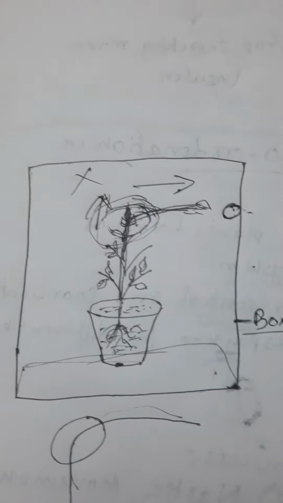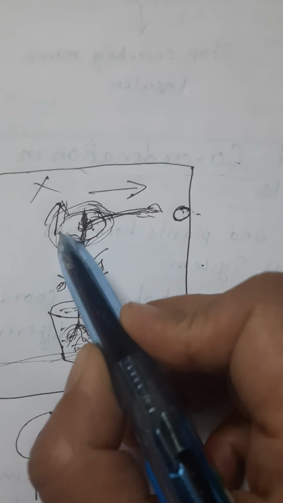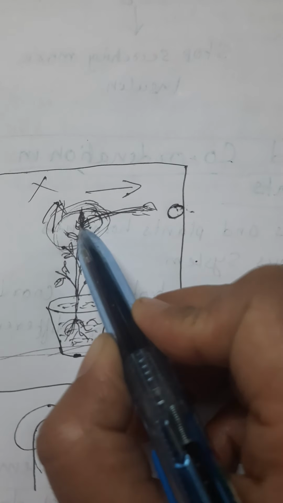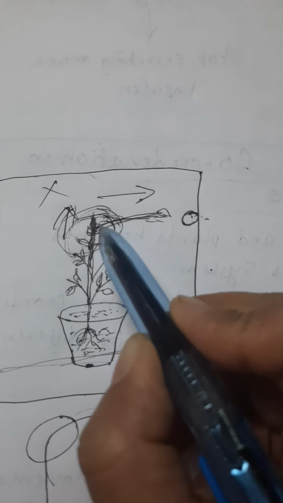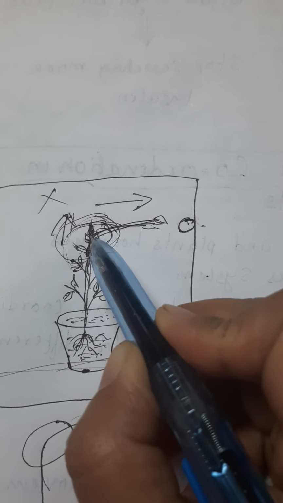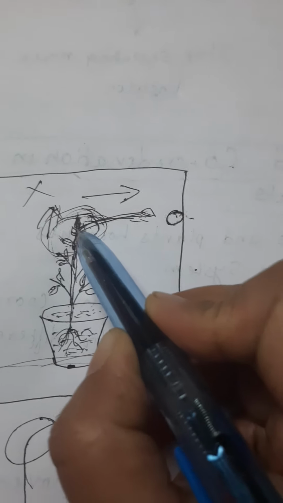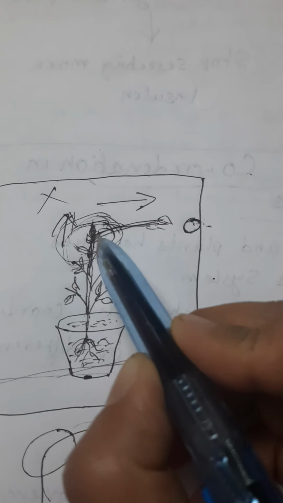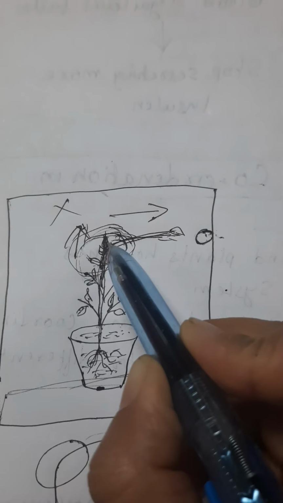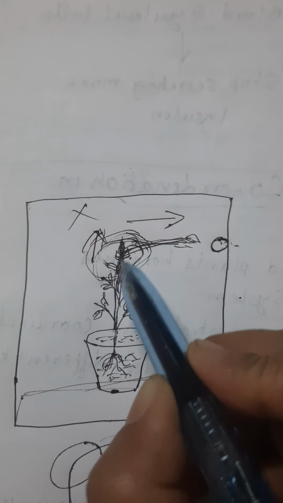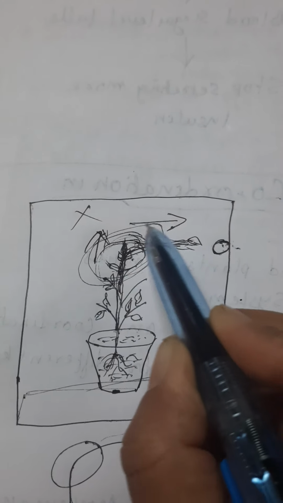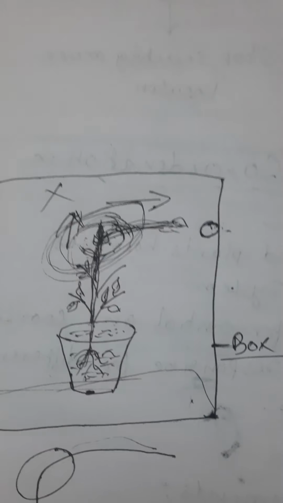Later we will learn about the hormone auxin. Hormone auxin is accumulated over here. That means when hormone auxin is here, it will promote cell division. More and more cells are divided over here. Hence it makes the stem of the plant bend. Hence this bending is caused by the hormone auxin by increasing the rate of cell division.